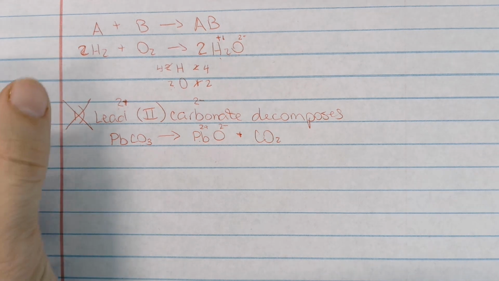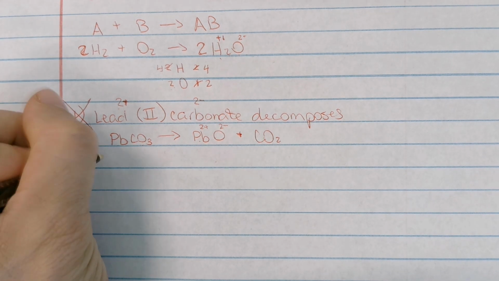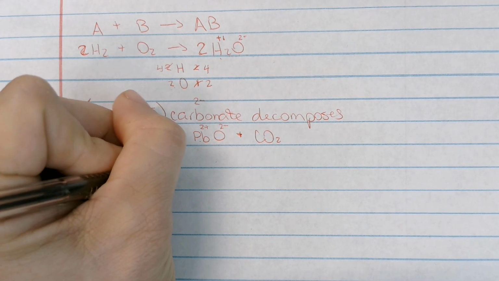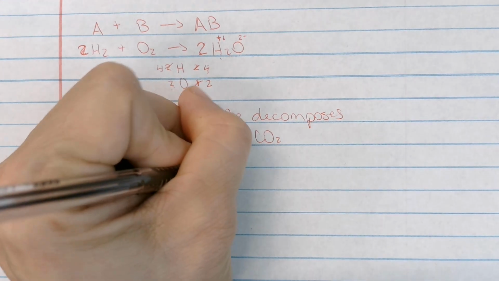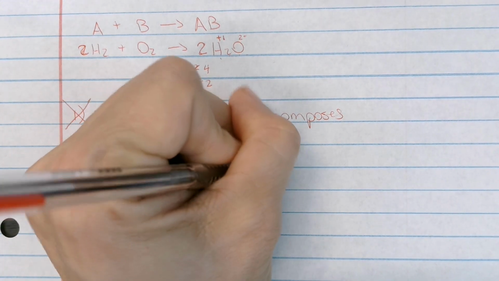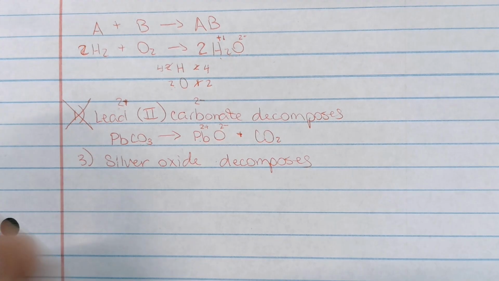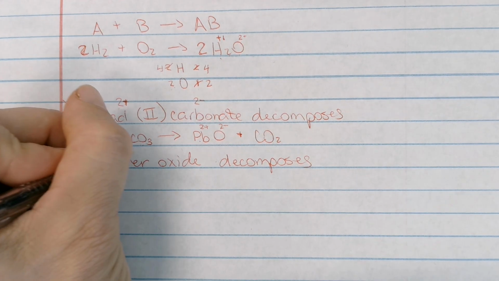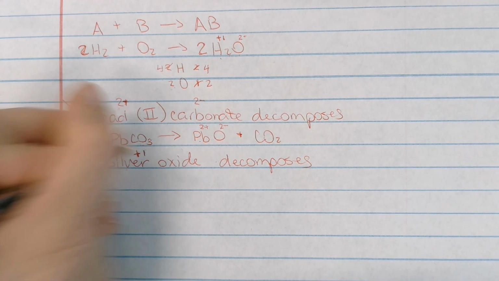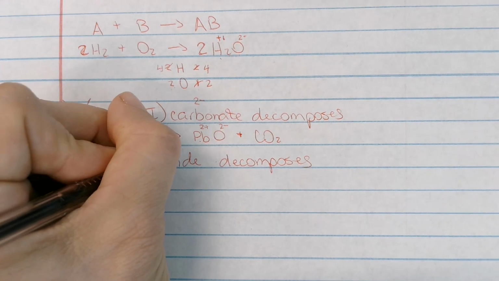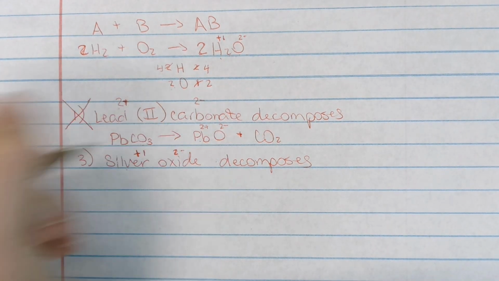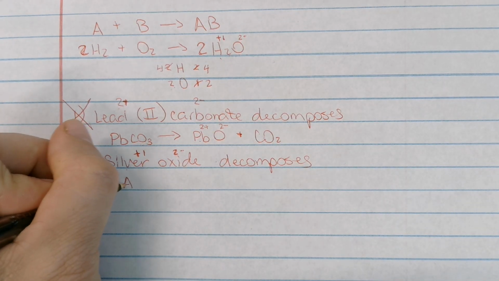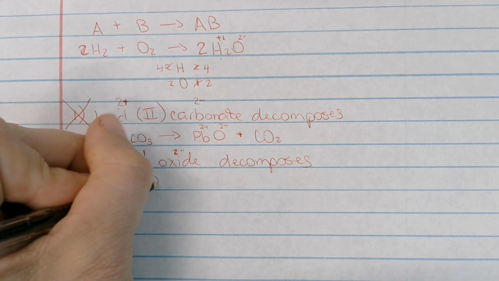For the next one, number 3, you have silver oxide decomposes. Silver is an exception to our rule. Even though it's a transition metal, it's always going to be a +1 charge. Oxide is always going to be a 2- charge. So when I make this formula, it's going to be Ag2O.